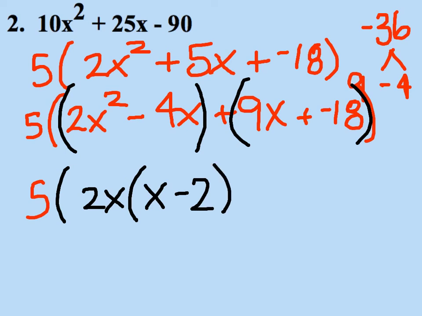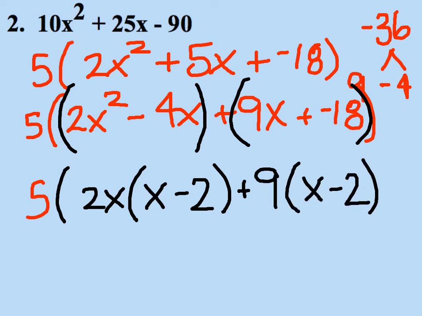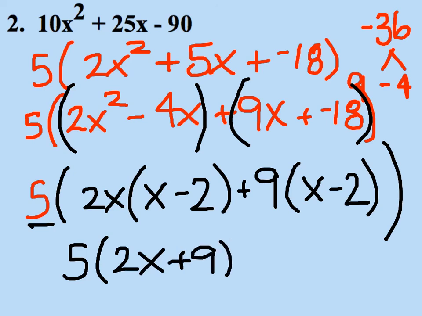Now I'm going to turn my attention to this binomial and factor out a greatest common factor, which in this case is going to be 9. When I take the 9 out, I'm going to be left with x minus 2. I'm going to close the second set of parentheses up here, and now I'm going to put my work together. This 5 is just going to come down, and I'm going to turn my binomials here into 2x plus 9 times x minus 2.